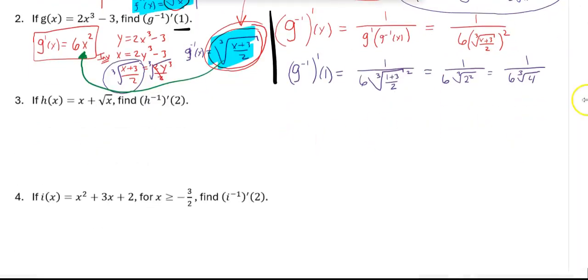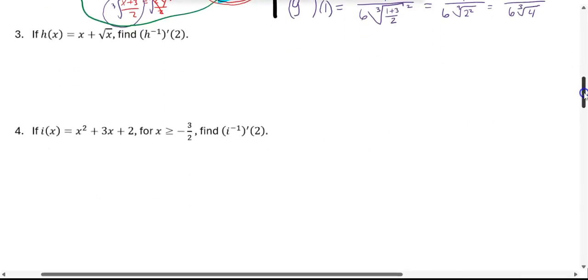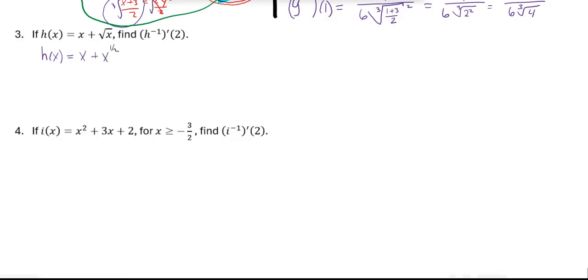Let's move on to number 3. If h of x equals x plus square root x, find the derivative of h inverse of 2. So again, we'll go through the steps here. Maybe one additional step at the beginning would just be to rewrite h of x as x plus x to the half power, so I can use my power rule. Now I'm ready for the derivative of this. It will be 1 plus 1/2 times x to the minus 1/2 power, and that's probably best simplified as 1 plus 1 over 2 times the square root of x. Remember, the negative power is reciprocal, the half power is square root.